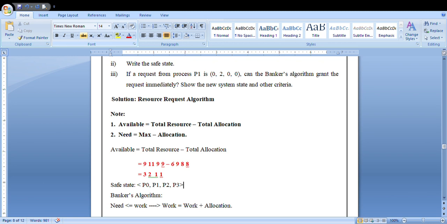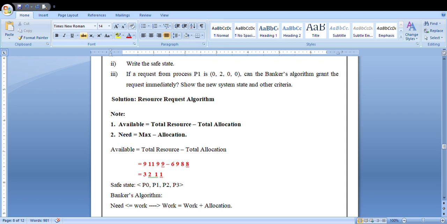Next, what they have asked: process P1 is requesting a new resource. So they are asking, can the banker's algorithm grant the request immediately?